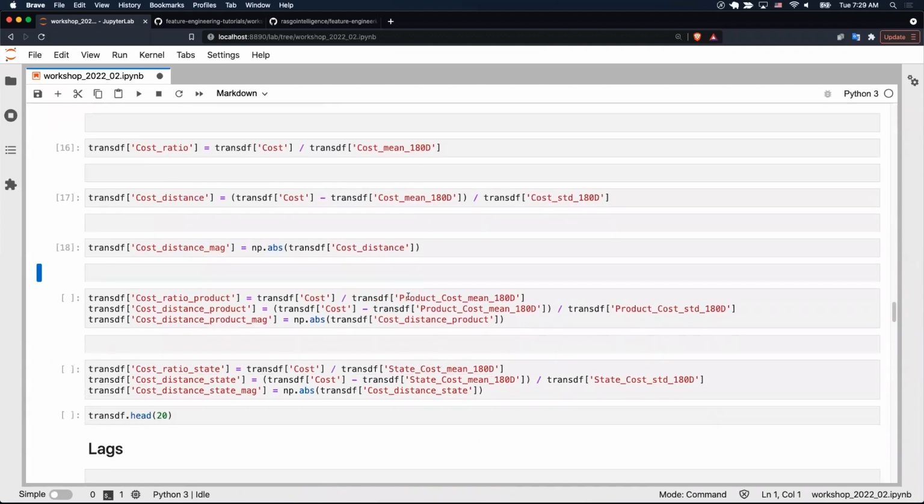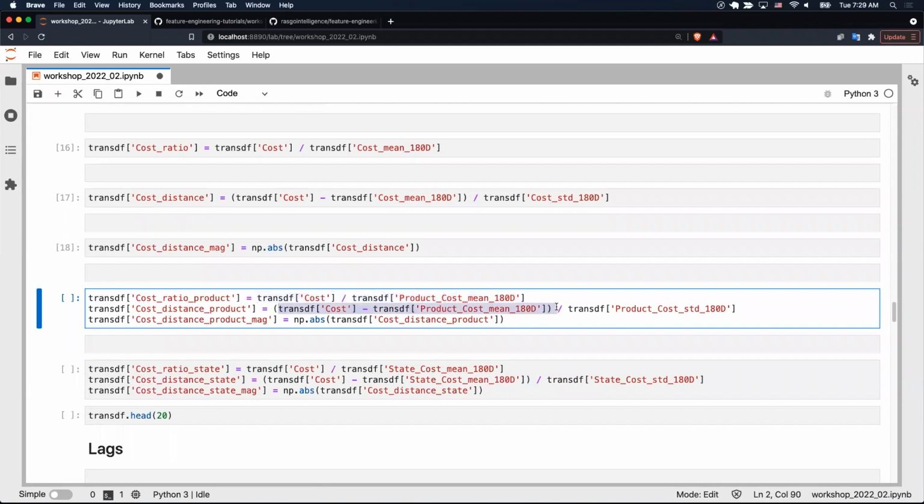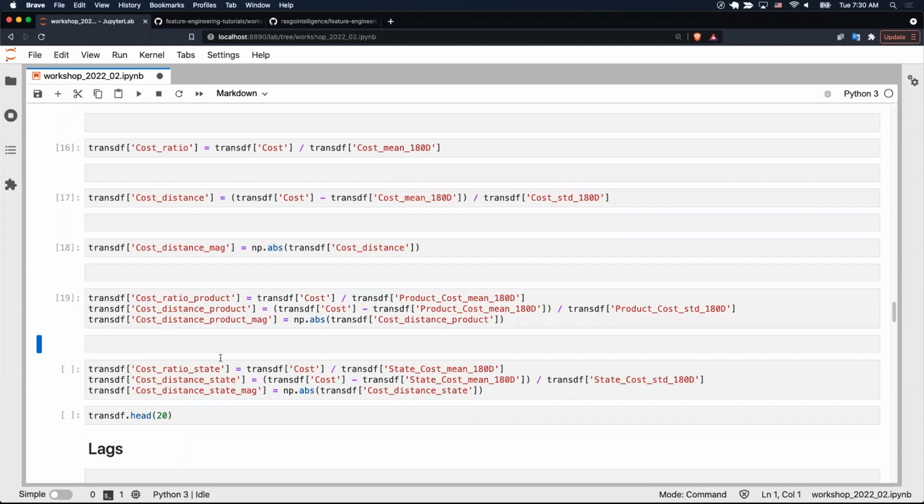But I have that same information for products. So how does this customer's purchase of this product compare with all purchases of this product in the last 180 days? We can do it the same way. So what's the ratio? What's the difference? Or I would think of this as a statistical distance. And then what's the absolute value of that?